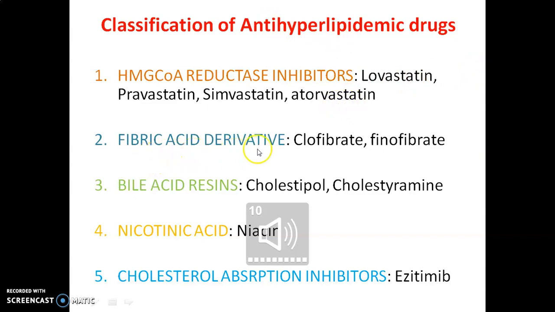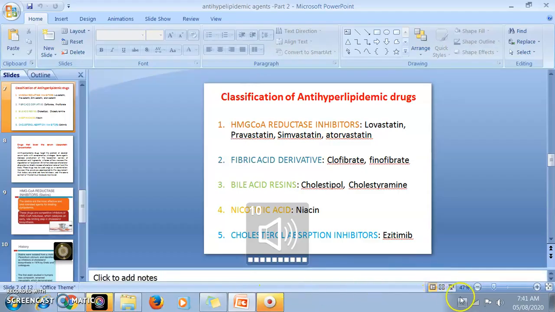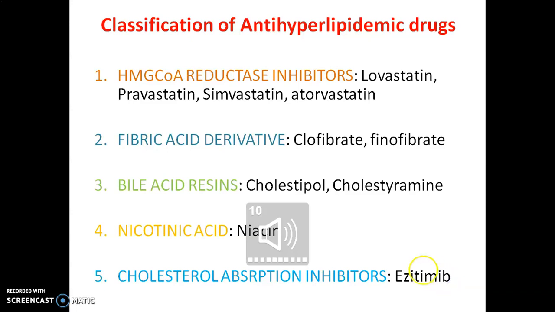Then fibric acid derivatives, such as clofibrate and fenofibrate. Then bile acid resins, where cholestyramine and colestipol are the drugs that lower bile acids. Then nicotinic acid, which is the fourth classification, and cholesterol absorption inhibitors. In cholesterol absorption inhibitors, the example is ezetimibe.